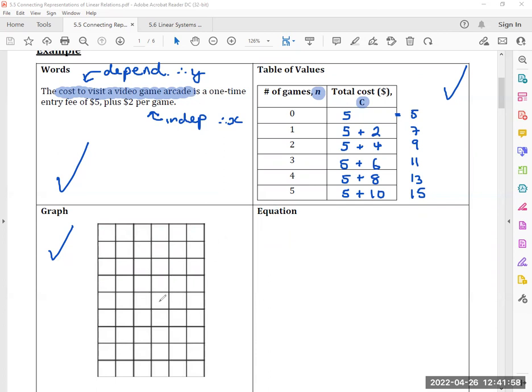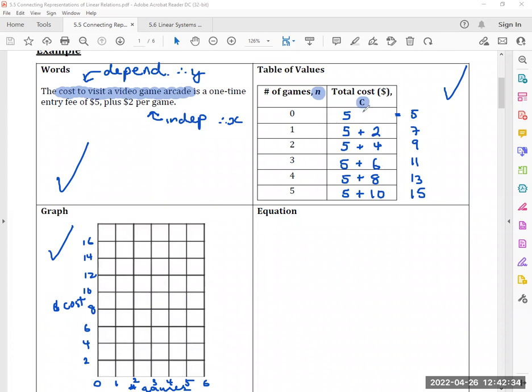There we go. As a graph, I'm going to fill in, the bottom is the number of games. This is the amount of money, so cost. Let's do the x-axis as 0, 1, 2, 3, 4, 5, 6. The cost would be $0, $2, $4, $6, $8, $10, 12, 14, 16. So we've got, let's do a contrasting color. How about I do orange?